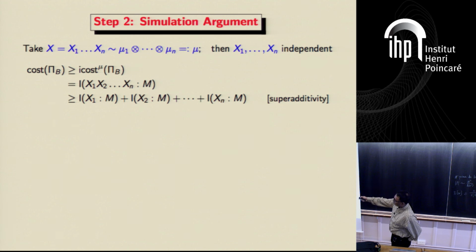So first of all, we already have this, cost is greater than I cost. So I cost, this is by definition this mutual information, which is greater than or equal to the sum, by the independence of x1 through xn, right?